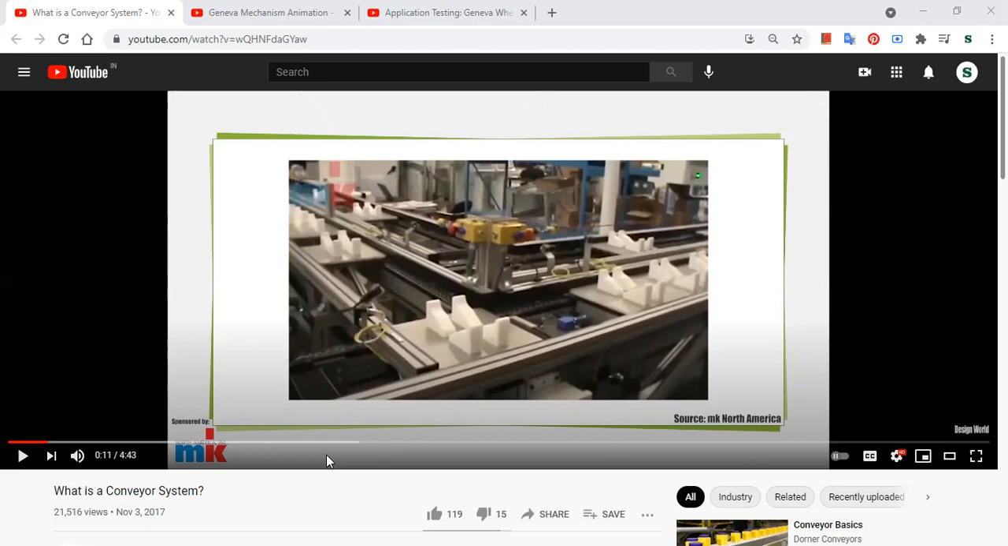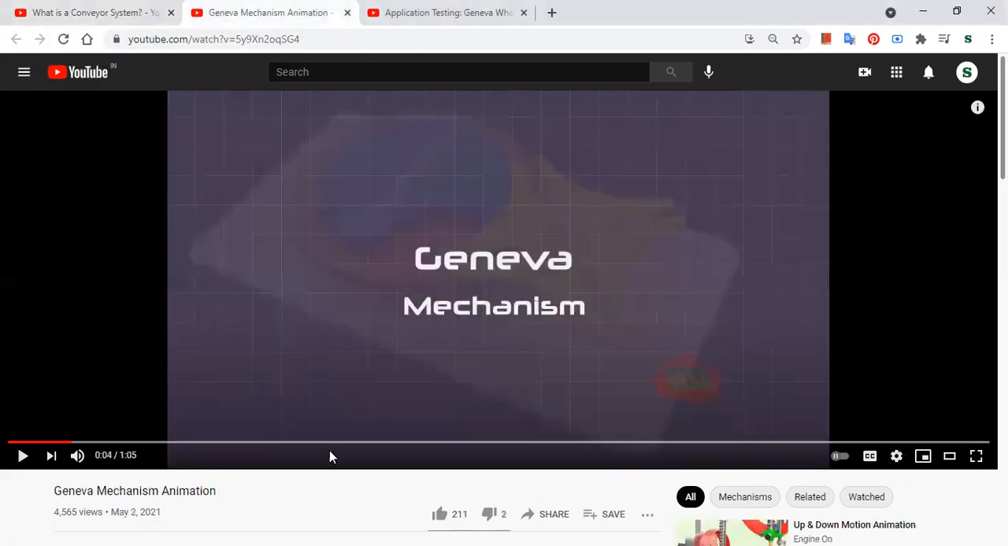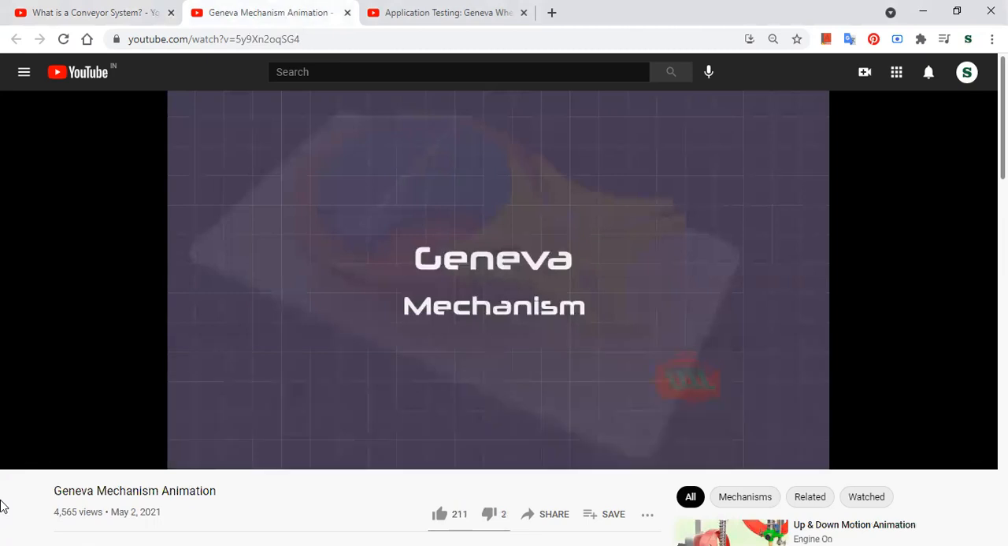Okay, so we'll look at the Geneva mechanism first, and then the conveyor system, because it covers all categories. So you see the Geneva mechanism. That's your animation.